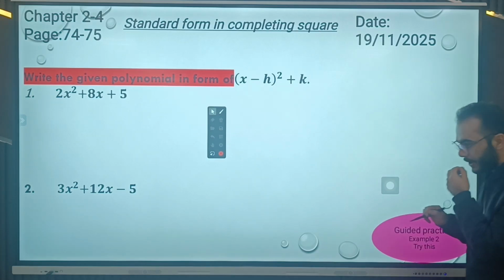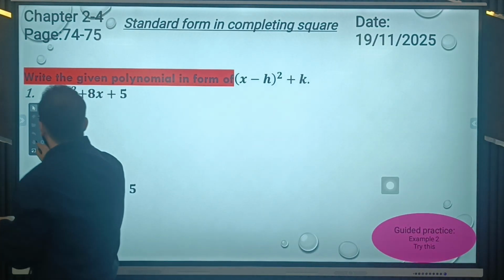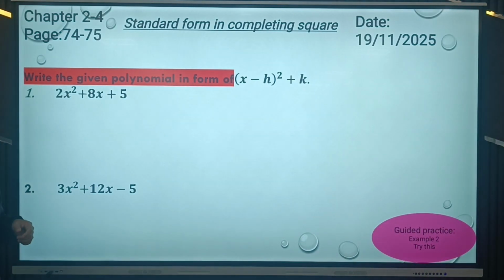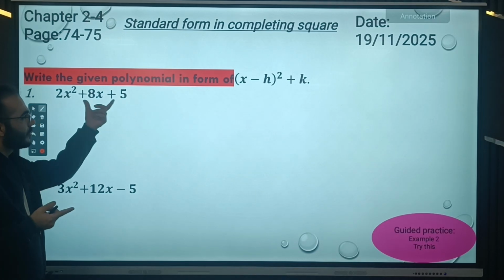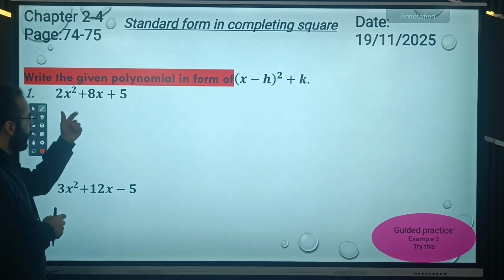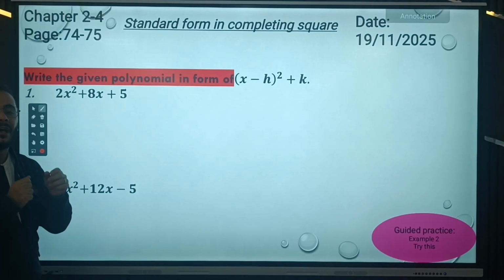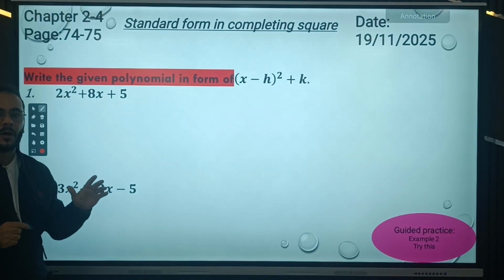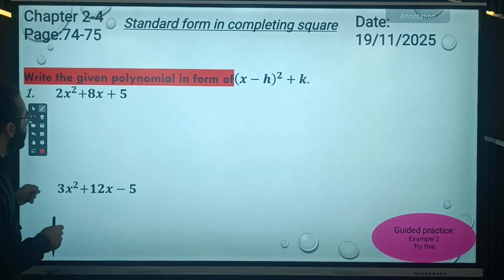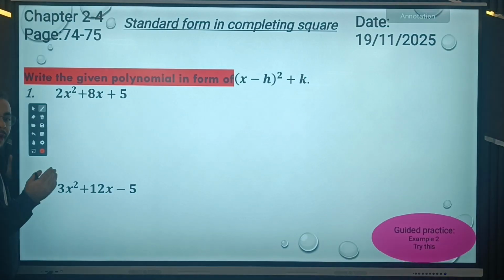We have got some questions here. All right. So let's go back to the steps. I will remind you of the steps, by the way, during the solution of the questions. The first question is 2x squared plus 8x plus 5. As you can see, the coefficient of x squared is not 1. So just focus and pay attention. How are we going to make it 1?